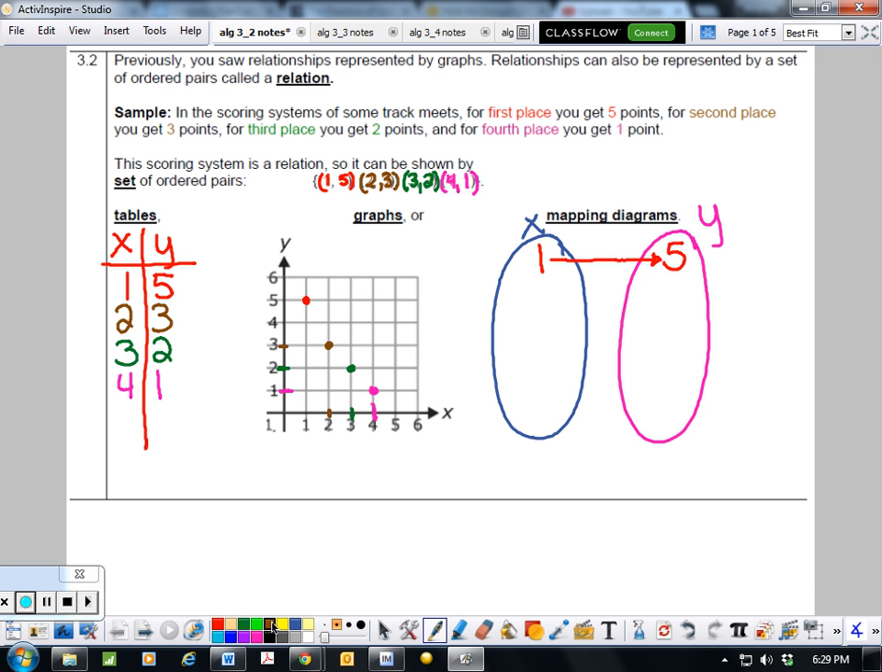And then for my X, when I put in 2, I got out a number of 3. And then for my X value when I had a 3, I ended up with a Y value of 2. And then X value of 4 gave me a Y value of 1. And so in this section, we're looking at all the different ways we can represent what's actually happening in our relation, also known as a relationship.